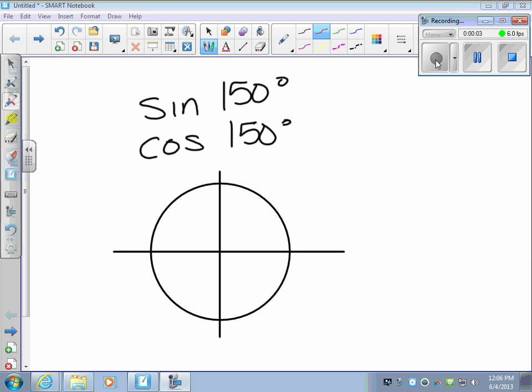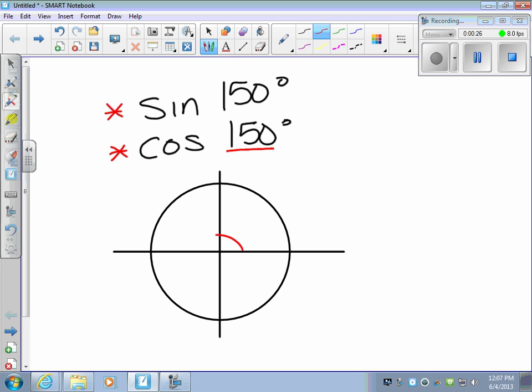Third block, people are looking at a problem in the review packet for the final exam. We're talking about finding the same angle as the sine of 150 and the cosine of 150 and what that would look like. What I always do to find this is I first look for where 150 degrees is on the unit circle.